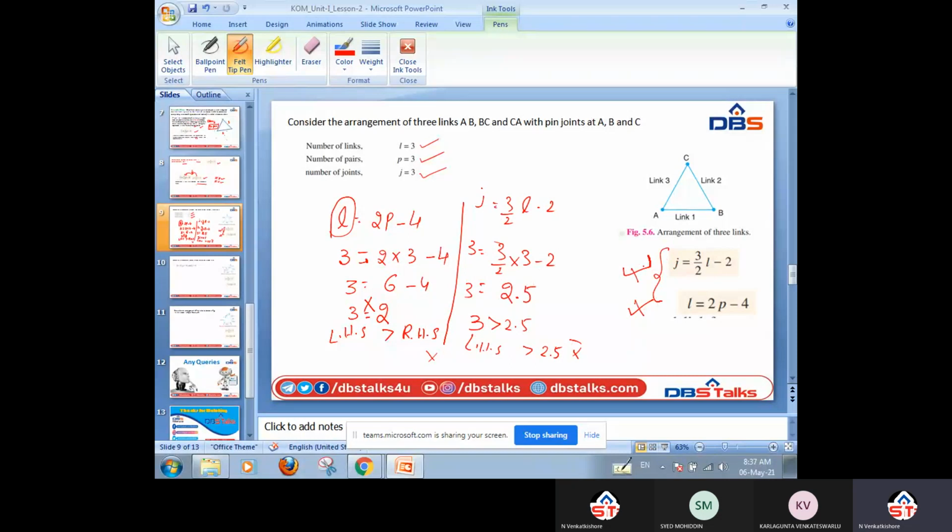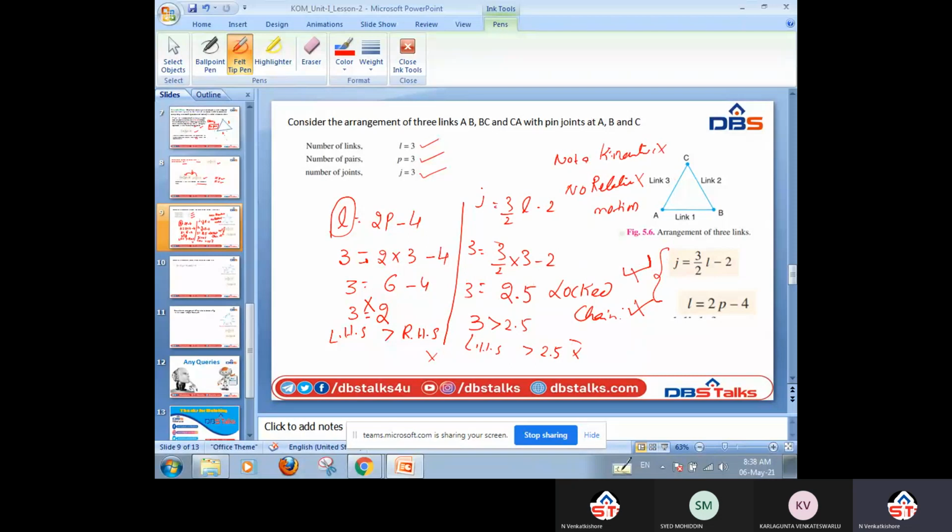So it is not a kinematic chain, and there is no relative motion between them. And at the same time, no motion is there. That is, we will call it a locked chain. That means no use, that is a fixed one. That is called a locked chain.